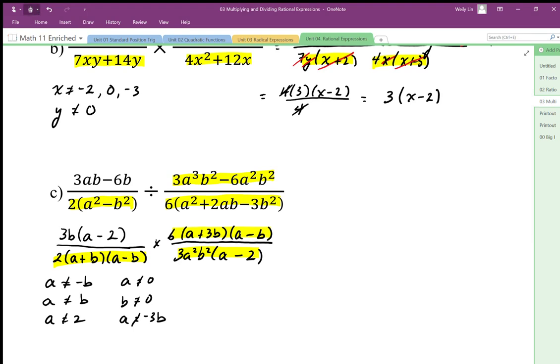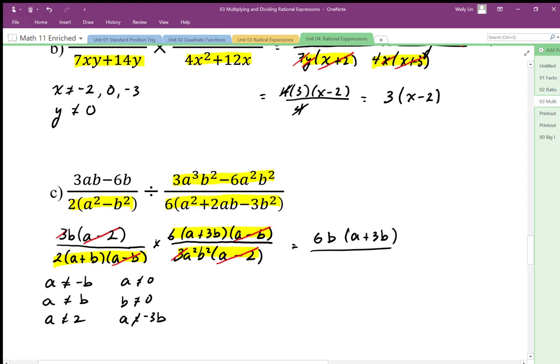Now I can look for common factors to cancel out. So there's an a minus 2 divided by a minus 2, a minus b divided by a minus b, and 3 divided by 3. Looks like there's a common factor of b here, but I've got lots of things going on, so I'm just going to do it in a couple steps. What's left over is 6, a factor of b, and a factor of a plus 3b.